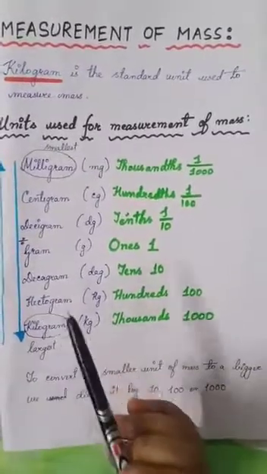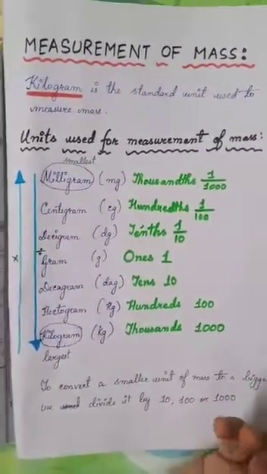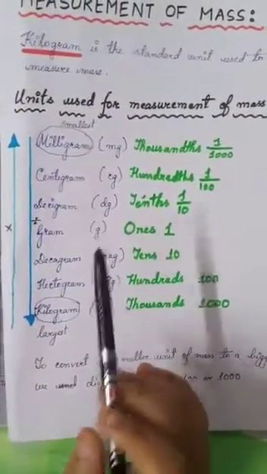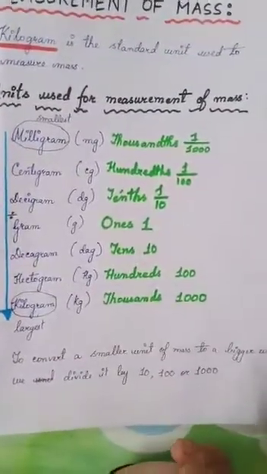That means 10 multiplied by 10 multiplied by 10. That means 1000. You have to divide by 1000. So 1 gram is equal to what? 1 by 1000 kg. So you have to use this relation here.